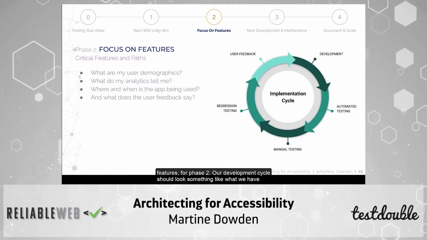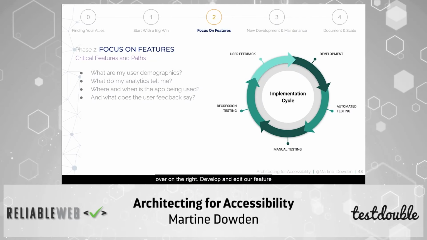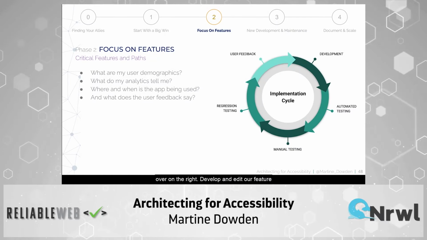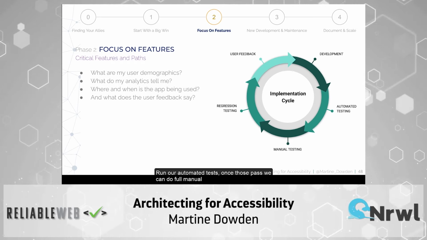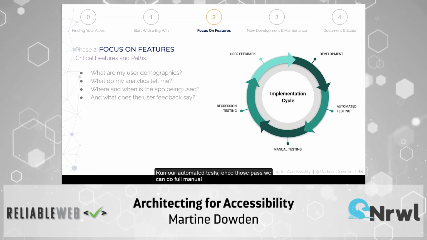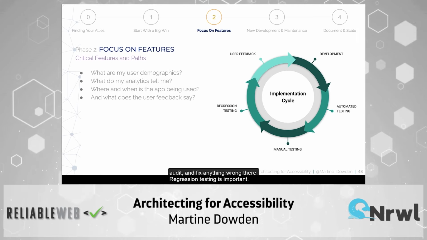Our development cycle should look something like what we have over on the right. Develop and edit our feature, run our automated tests. Once those pass, we can do full manual audit and fix anything wrong there.